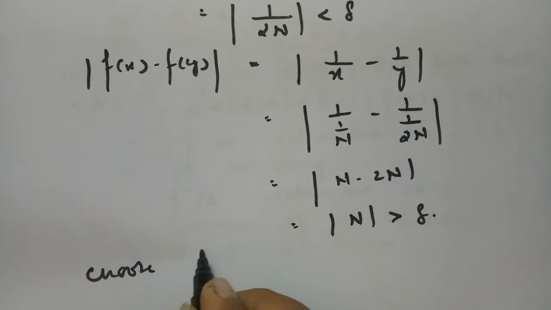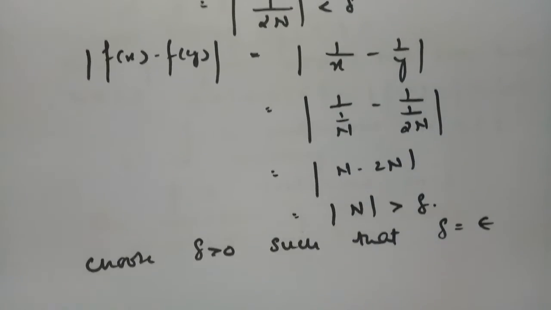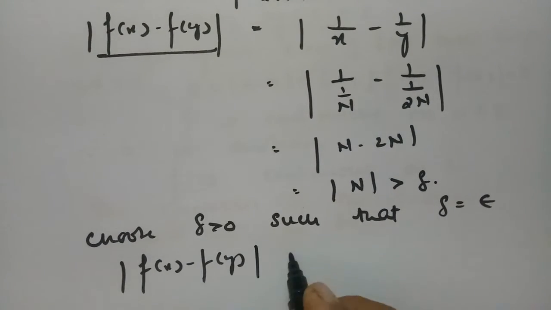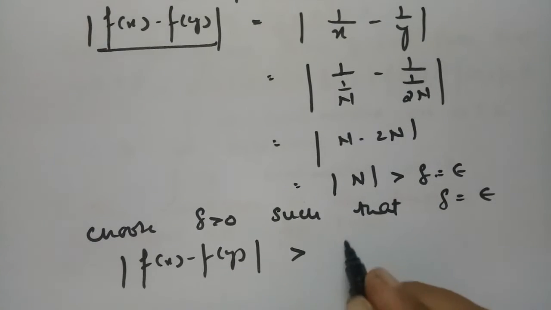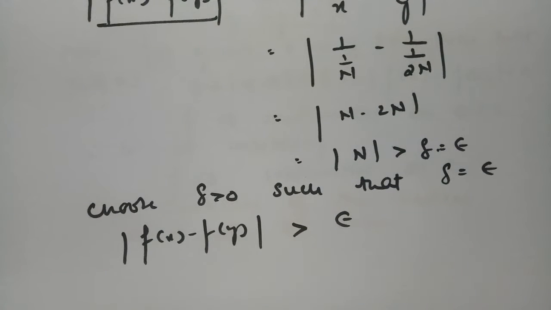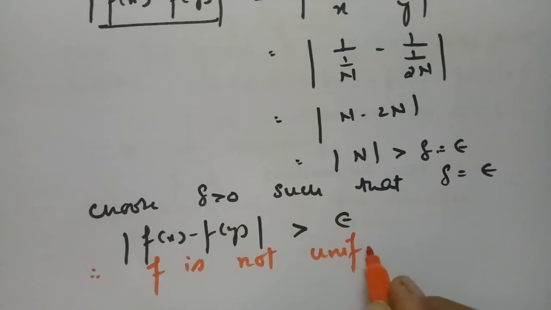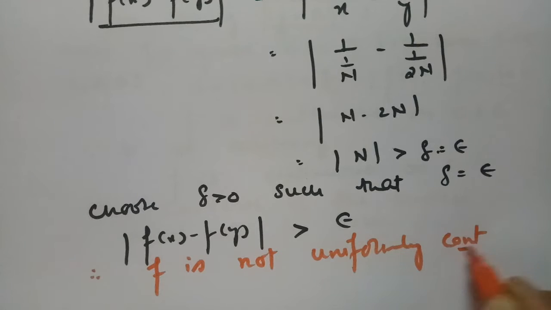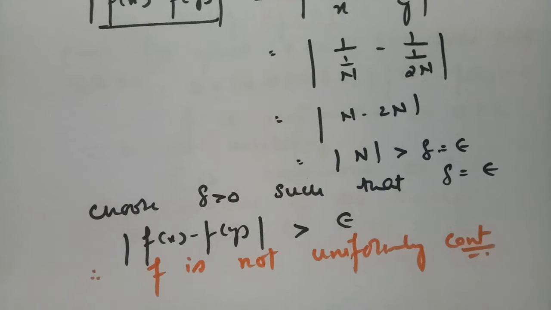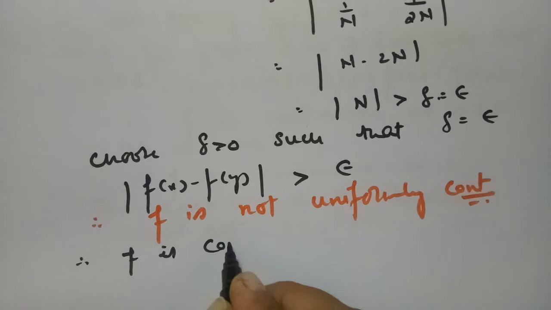Choose delta positive such that delta is equal to epsilon. Now modulus of f of x minus f of y, if I choose delta equal to epsilon, we got the value as greater than epsilon. Which is not allowed, therefore f is not uniformly continuous. If it were uniformly continuous, it should be less than epsilon. So we got f of x minus f of y greater than delta, therefore f is not uniformly continuous.